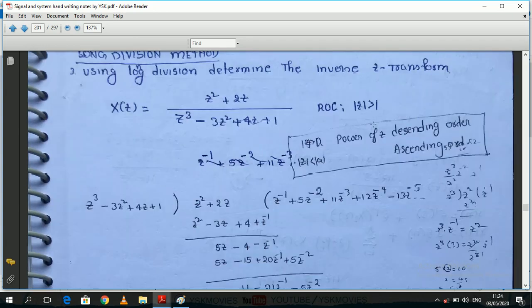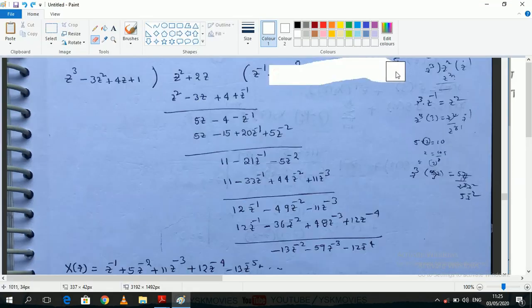The long division method is very simple, but one thing you should know: if it is z greater than a, that means ROC greater than 1, then the powers of z should be in descending order. If z less than a, or z less than 1 ROC, then the powers of z should be in ascending order. Here it is greater than 1, so all values are in descending order. Fortunately, the given problem is already in descending order. If it is not like that, you must make it descending. So solve it.